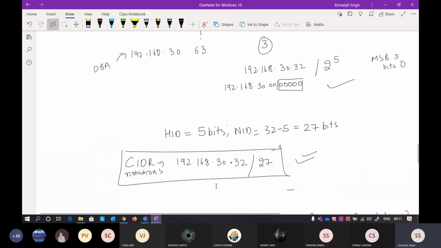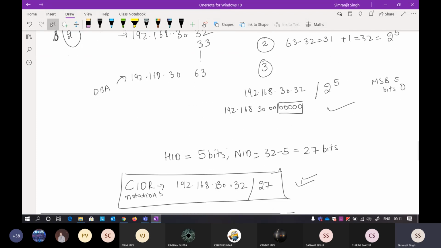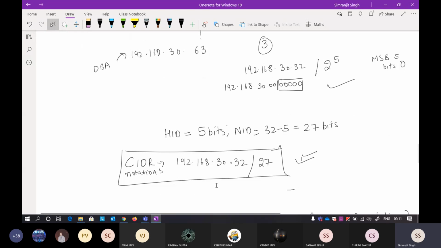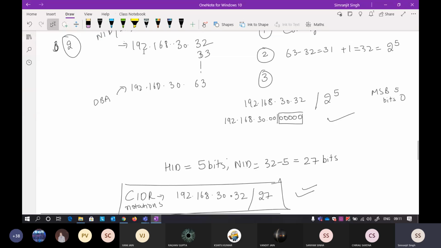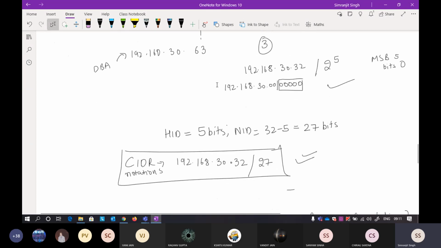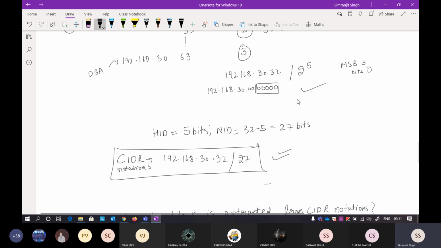One more thing about CIDR notation: there is no compulsion that you use the first IP address. Here it is written 192.168.30.32, but you can also use another address. For example, 192.168.30.33/27 is also a correct notation.